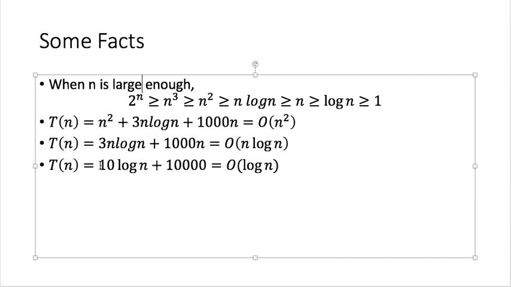Now, the next example, if you have 10 log n plus 10,000, right? Since log n is always greater than the constant 1, in this case the largest term is log n. So this is big O of log n.